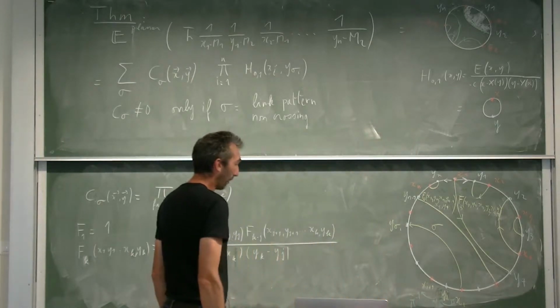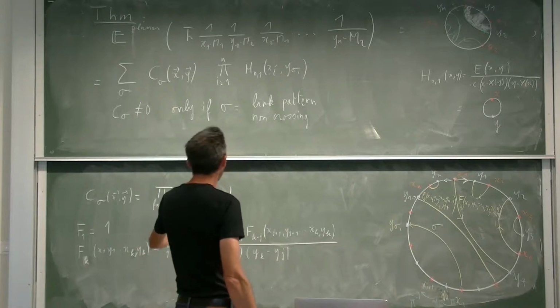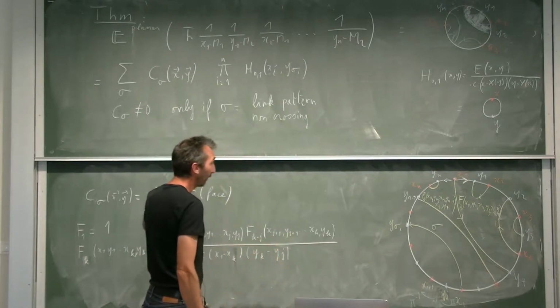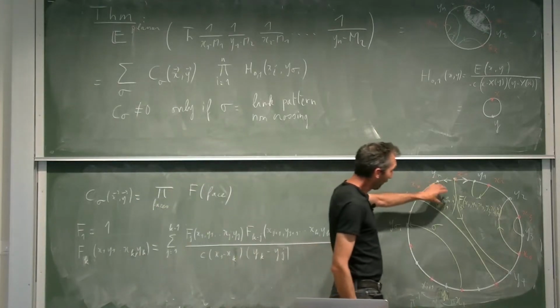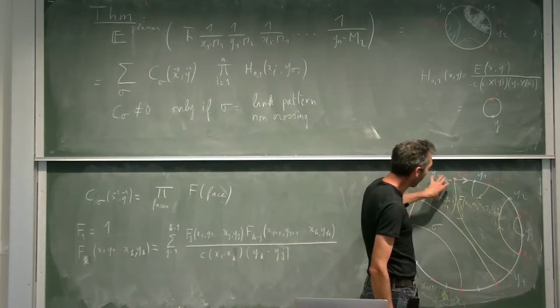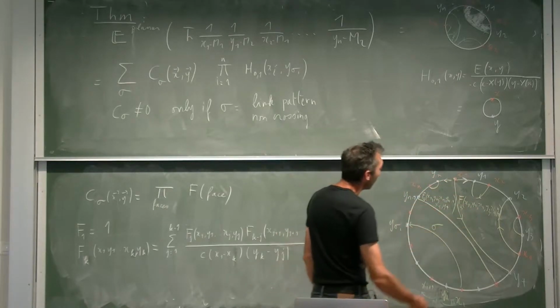Okay, so yes, the value of C sigma is a product of values given by faces, and in each face you have to follow.